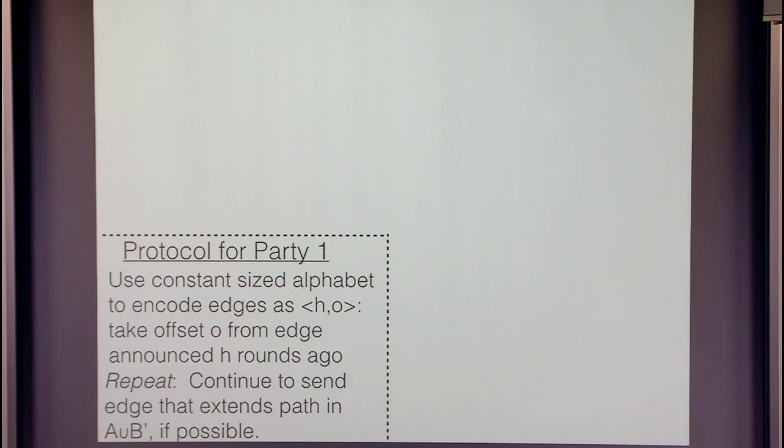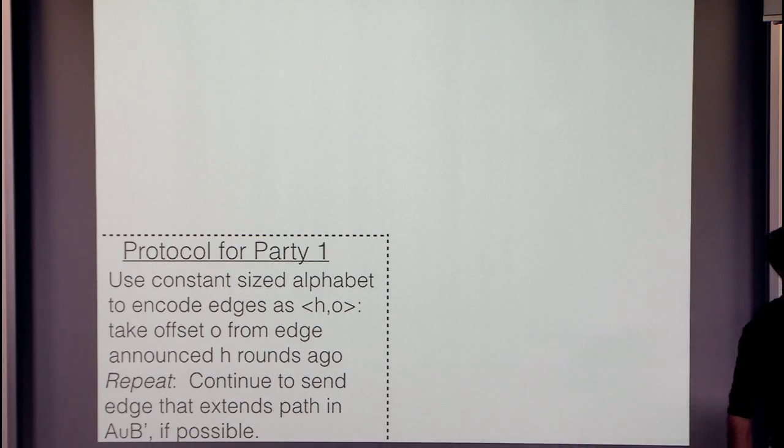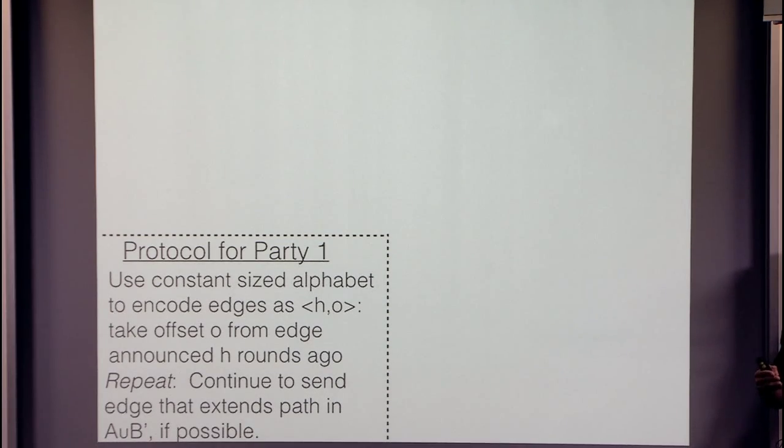And then finally, you can actually reduce the alphabet to just be bits by doing the most naive thing you could imagine. Instead of sending edges, we'll encode the names of those edges in binary and transmit them bit by bit using a tree code. Okay, so that's the protocol.